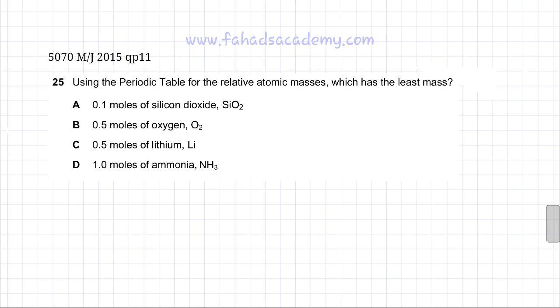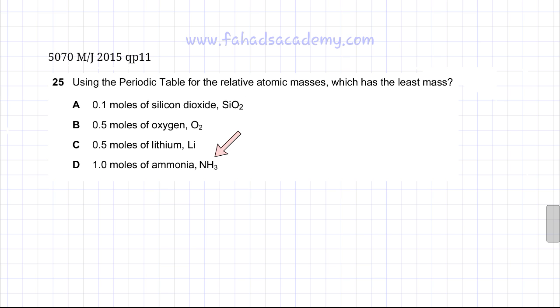The following question is related to moles and mass. The question reads: using the periodic table for the relative atomic masses, which has the least mass? You're given four options: 0.1 moles of silicon dioxide, 0.5 moles of oxygen, O2, 0.5 moles of lithium, and 1 mole of ammonia.